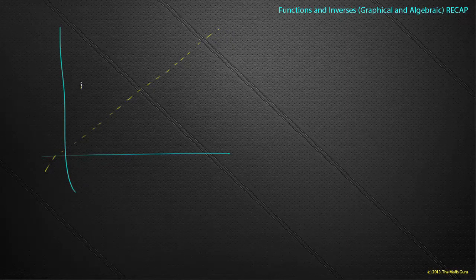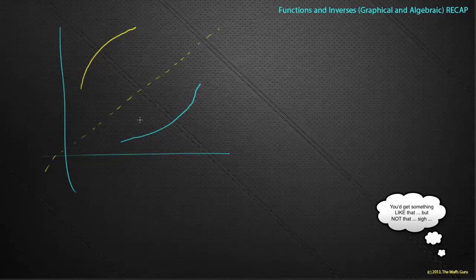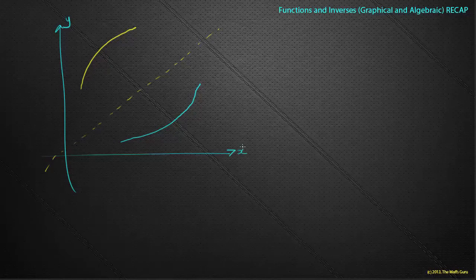So if I had some sort of a function that did that, and I was finding its inverse, generally speaking, what I will get is something like that, right? Now, again, I'm limited with what I can actually draw on here, but the general idea is shown. It's incredibly important to realize that you're reflecting in this line y equals x. Well, how does that help us algebraically?